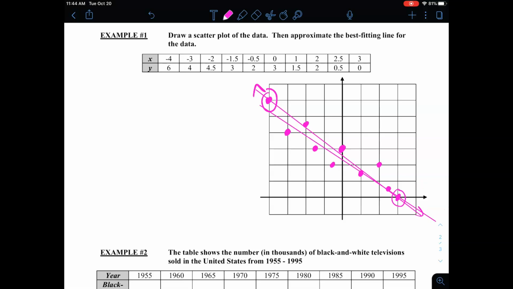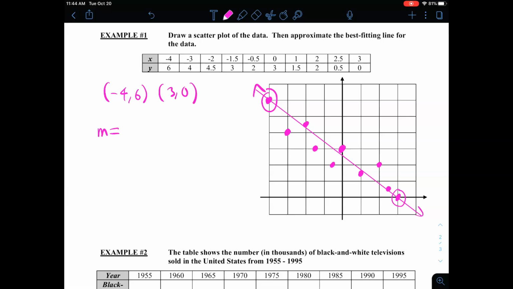But for now, I think that's pretty good. It's an approximation. So, those are 2 points we're going to use. We're going to use the points that is negative 4, 6 and 3, 0. We're going to find the slope.